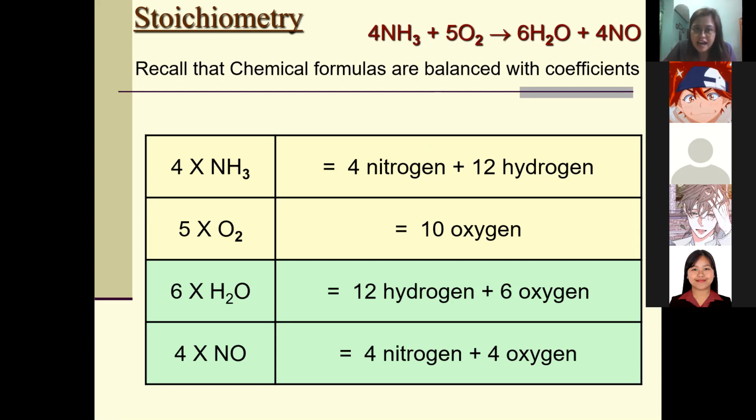Ang coefficient lang. So kung naa na siya coefficient, for example, 4NH3, ang meaning ana naa kay upat ka buok na ammonia sa imuhang equation. And that means kung upat ka ammonia, that makes it apat na pud ka nitrogen, and then 4 times 3, 12 ka hydrogen. And then that's the same thing with the other compounds. You have 5 coefficient for the oxygen. So that makes a total of 10 oxygens all in this equation. And that is true for the products, the water, and the nitrogen monoxide also.